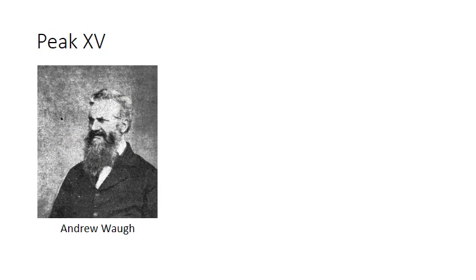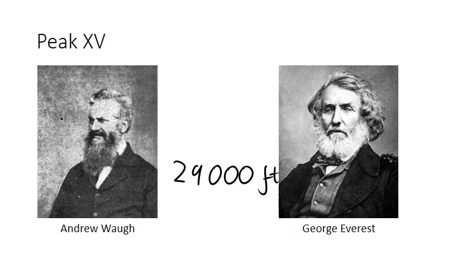So in 1856, this guy, Andrew Waugh, declared that Peak 15, as he knew it then, was exactly 29,000 feet tall, 29,000 feet. And like all great people, he decided to name it after someone. He named it after his boss, Mr. George Everest. That's right, not Everest, Everest. So Peak 15 became Mount Everest, named in honor of Mr. Everest.